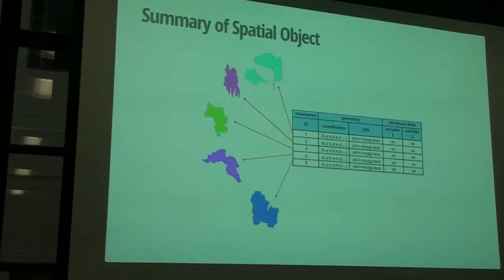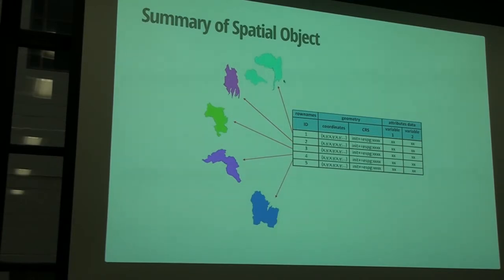But sometimes, for some people, it might be harder to understand a list object. Then we could actually see them as a data frame, where each spatial entity just represents one row. And then we have our geometry information, the coordinates. However, it's not like a row anymore. It's not just a cell, but a set of points. But we could see them as a cell. And then we have the coordinate reference system and then the attribute data.